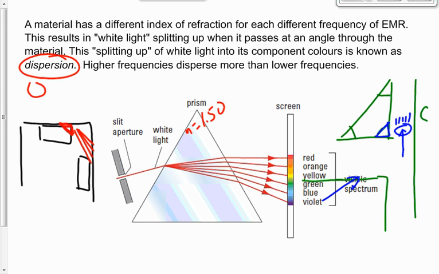Does this make sense? What do you see on the screen over there, the pattern that's formed? It's a rainbow, right? That's how rainbows are formed. When white light comes in from the sun, it hits moisture in the air, which effectively acts as a lens or a prism. It splits up the light. It disperses the light. And we end up getting rainbows.